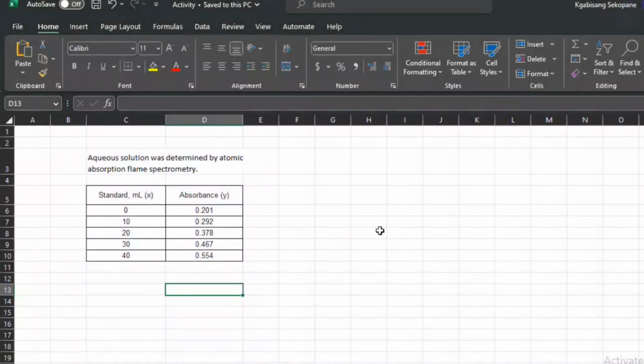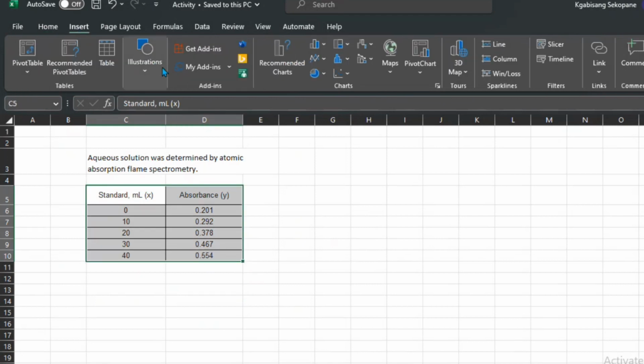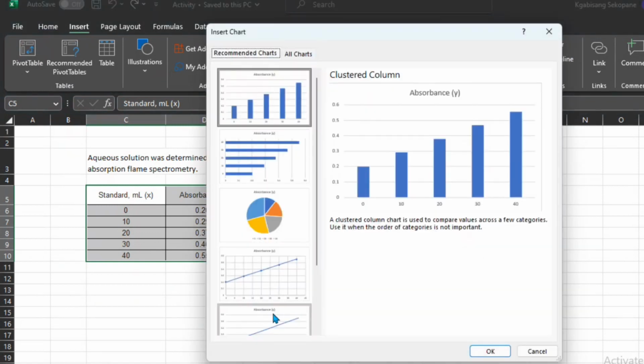Let us look at a linear straight line equation. For this example, we are going to use some experimental data results for an aqueous solution that was determined by atomic absorption flame spectrometry. We are given the standard in the form of milliliters, and that will represent our x-axis. We are also given the absorbance. Let the absorbance results represent our y-axis. So this is just experimental data that we're going to use for reference. Let's use this result here to plot a full linear graph using Excel.